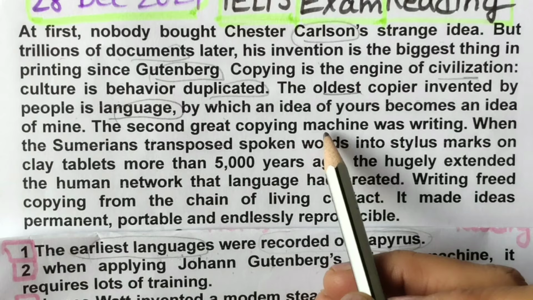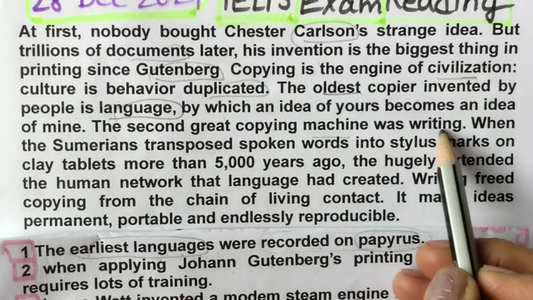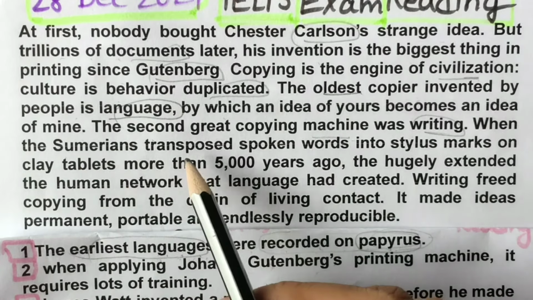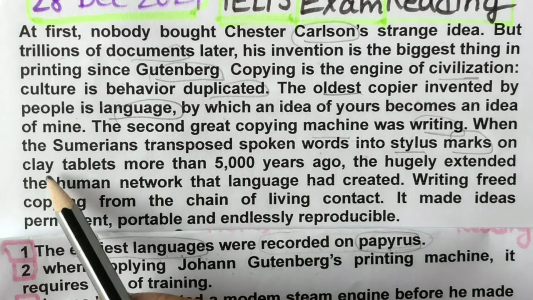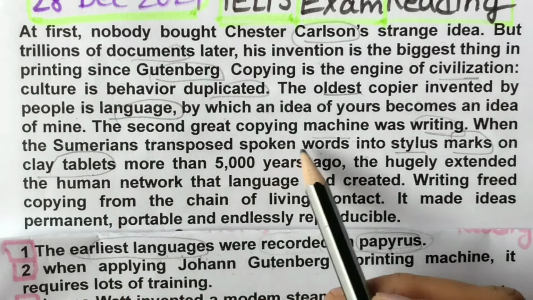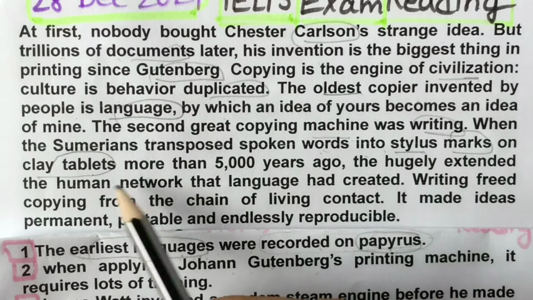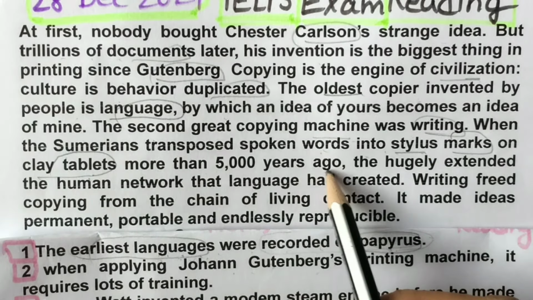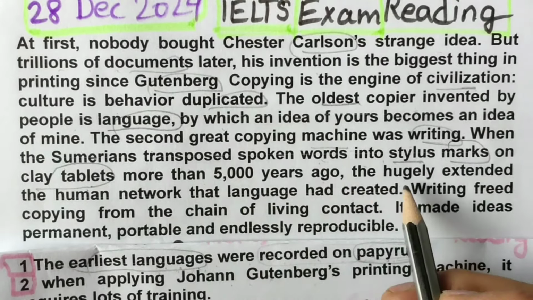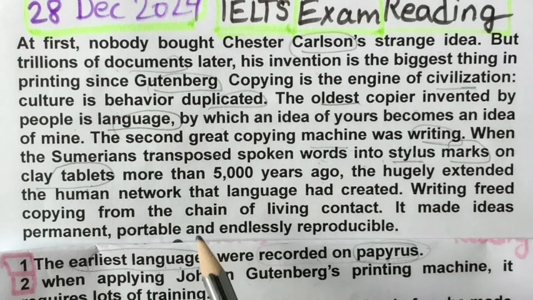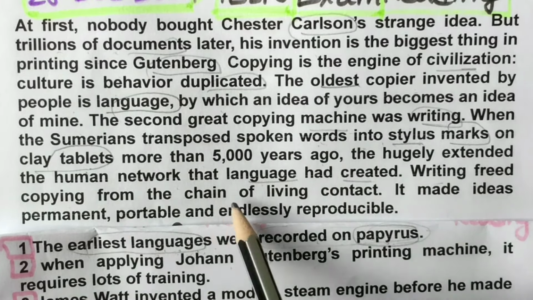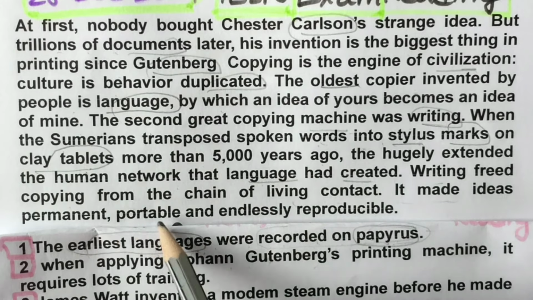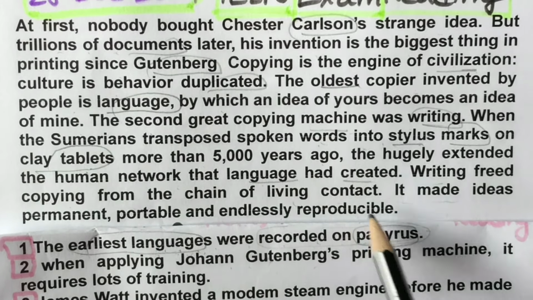The second great copying machine was writing, when the Sumerians transposed spoken words into stylus marks on clay tablets more than 5,000 years ago. The hugely extended human network that language had created. Writing freed copy from the chain of living contact. It made ideas permanent, portable, endlessly reproducible.